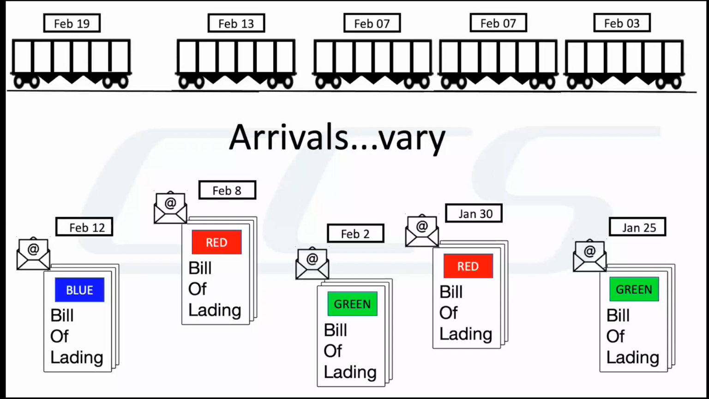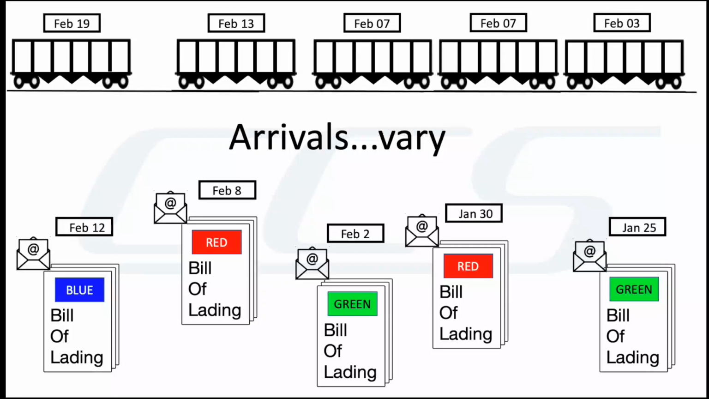But just like the rail cars come at different times, so do the bills of lading. They might come by email, that's a pretty common way. It may come to you on a website or something like that. They may come at totally different times and dates than the rail cars themselves. So in this case, the rail cars might show up 2 weeks after we've gotten the bill of lading.